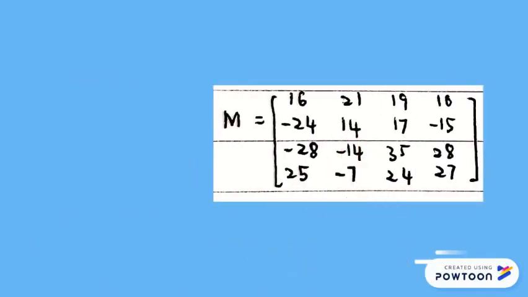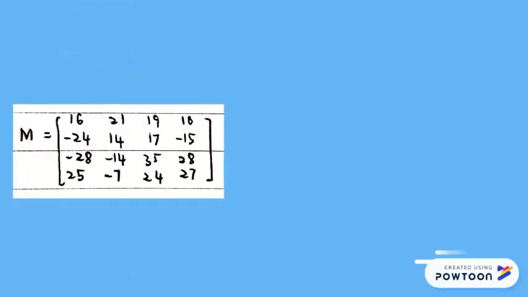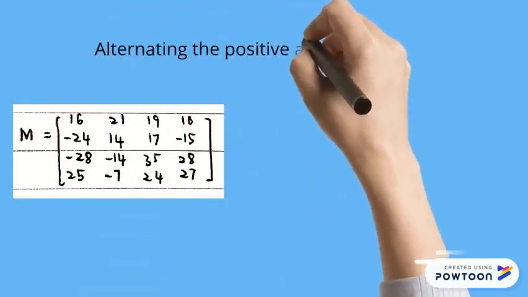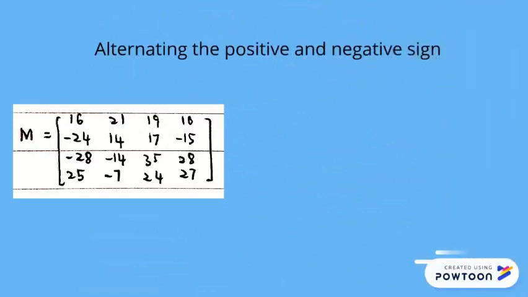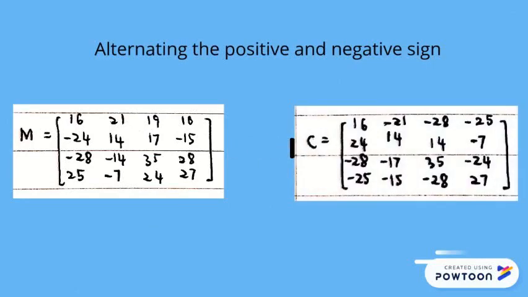So after getting all the elements for each row and column, now we already obtained the minor for the matrix. After obtaining the minor of the matrix, we need to change it to the cofactor by applying the rule of alternating the positive and negative sign of all the elements in each row and column. So we will get the cofactor of the matrix.